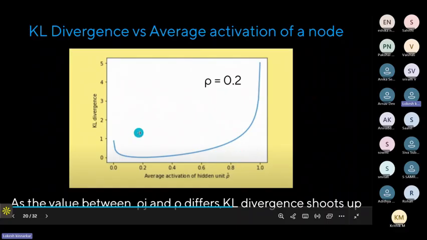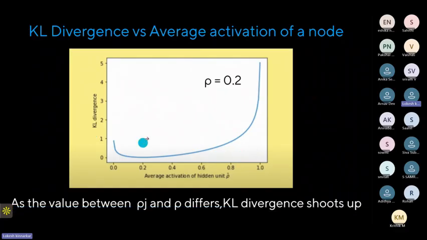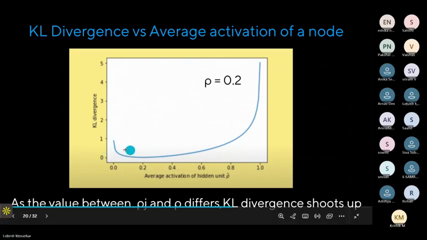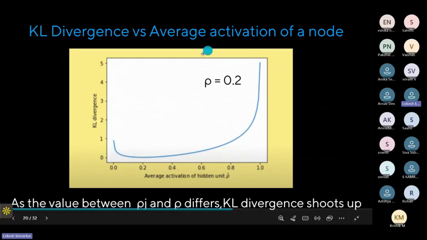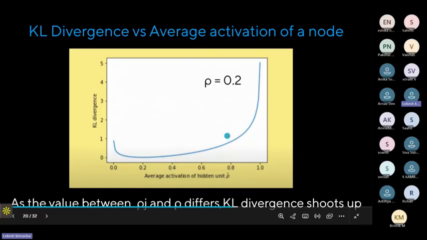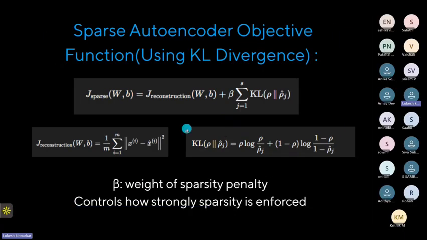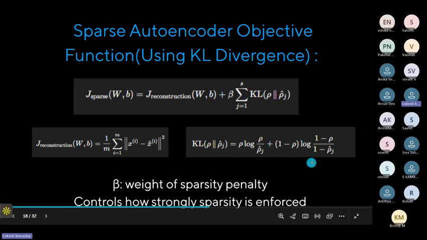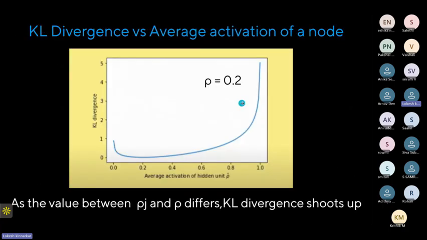So what will the model do in future epochs? It will try to reduce this KL divergence to make sure that both rho and rho j, that is the sparsity parameter and the average activation, are equal. If they become equal, then the KL divergence becomes zero. You can substitute the values and find out that it becomes zero. That is the aim which we try to achieve. It is essential for the interpretability of our model also.